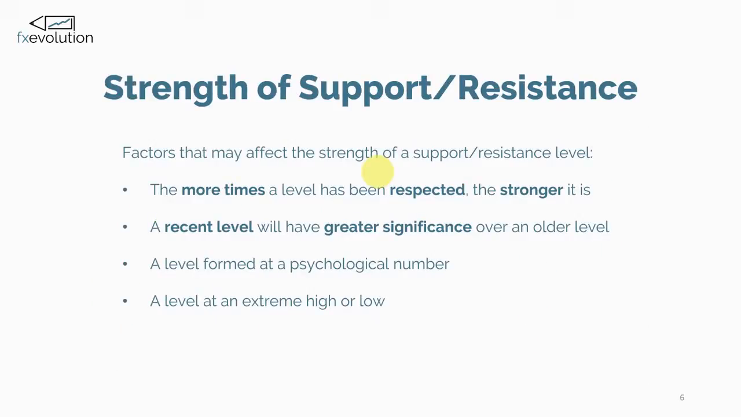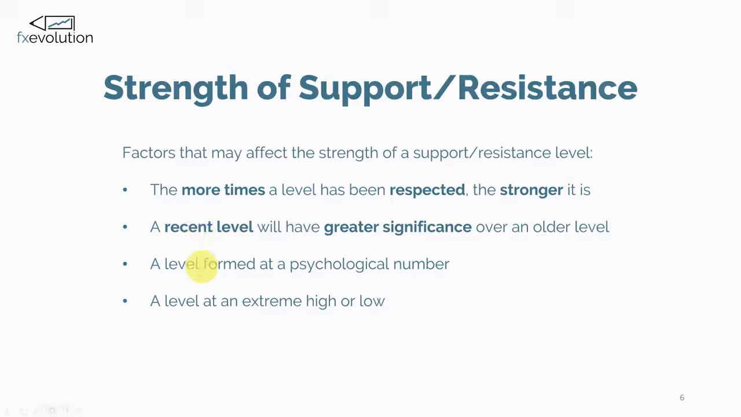So how do we define the strength of our support and resistance levels? There's quite a few factors that may affect the strength of the support resistance level. These are, for a few, the more times a level has been respected, generally the stronger it is. A recent level will also have a greater significance over an older level. So to give you an example of that, if we're trading a 1-hour chart and looking at a 1-year-old support or resistance level, it may not be as strong as a 1-week-old support and resistance level.